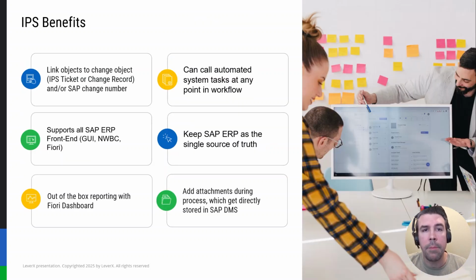So what are some of the benefits? You can link objects to change objects, such as we have our own IPS ticket. We also directly integrate with the change record, and you can use an SAP change number with IPS. We can call automated system tasks at any point in the workflow, maybe integrations. We do a lot of third-party integrations as well.